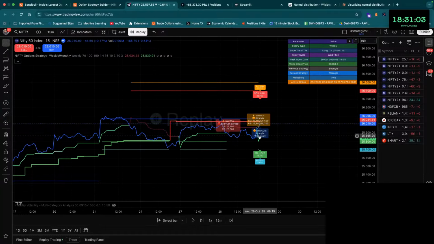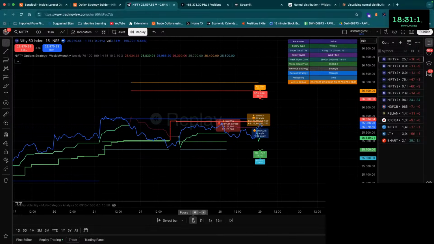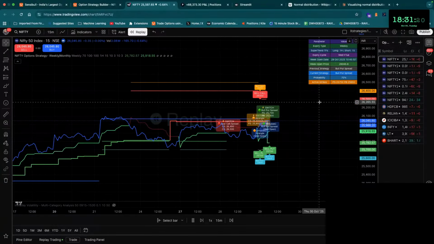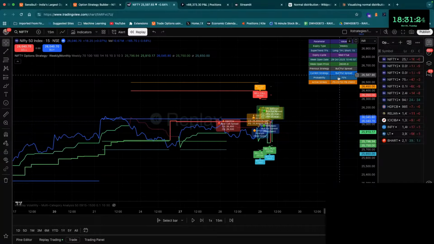Okay, all right. So we have the new week starting. It actually says that we need to do a strangle. I will also tell you why it is suggesting a strangle versus anything else. Now it changed to a bull put spread somewhere in the middle.